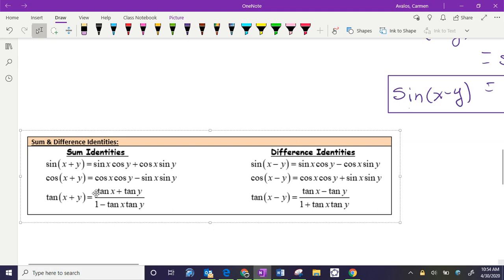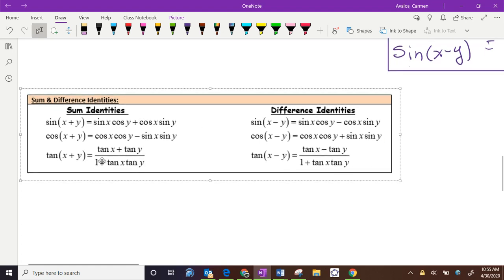There is a pattern. Notice that the sine has sine of the first angle, cosine of the second angle, and then they switch, cosine of the first angle, sine of the second angle, and same thing here. They're both the same, except one is adding and one is subtracting. And then for cosine, they're both cosine of the first angle, cosine of the second angle, sine of the first angle, sine of the second angle, and then they're the same thing.